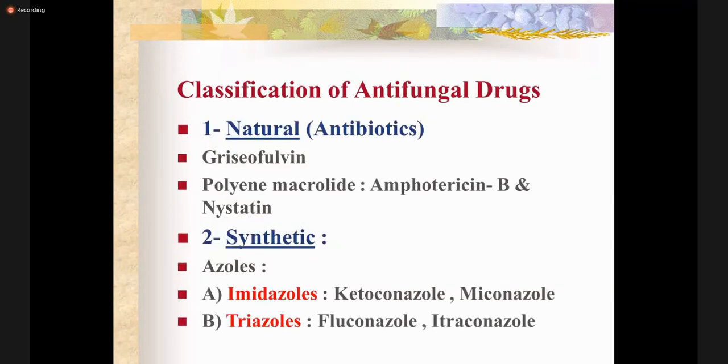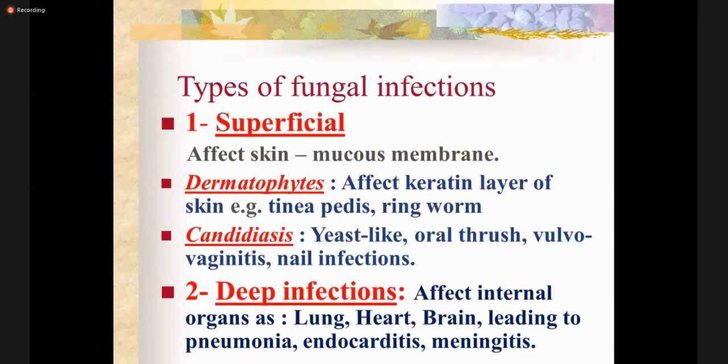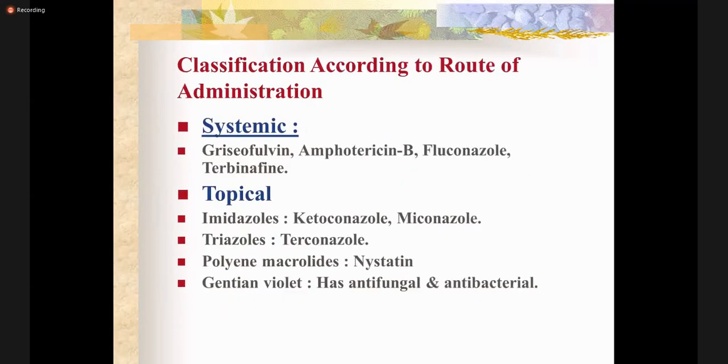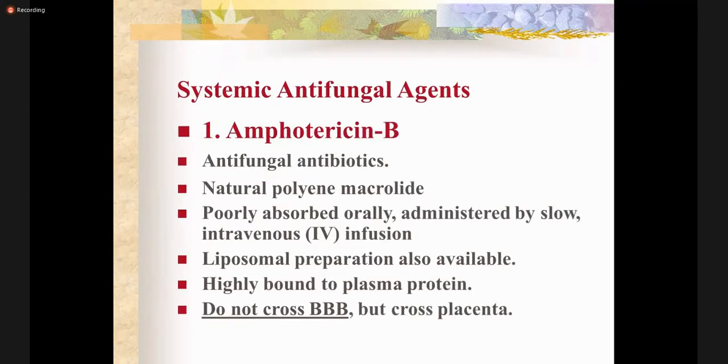So this is basically, up till now, the classification. First the fungal infection classification, then the drug classification, natural or synthetic. Then we have the classification according to the route of administration, how we are giving the drug, and this is systemic and topical. Now we come one by one to the different drugs. We discuss the drugs individually, and in this case, the first one and the prototype drug we all know is Amphotericin-B.